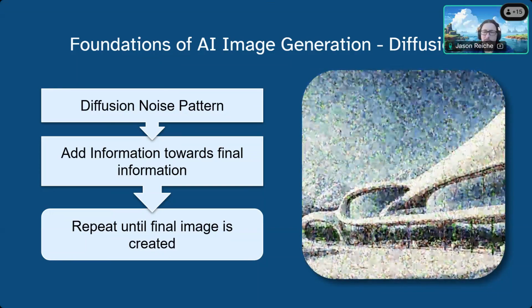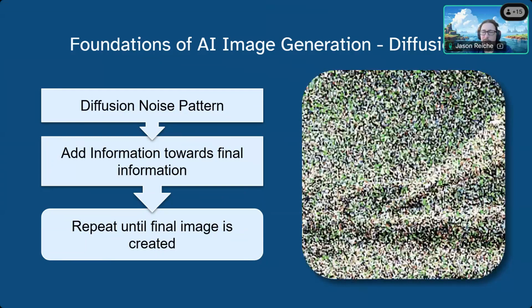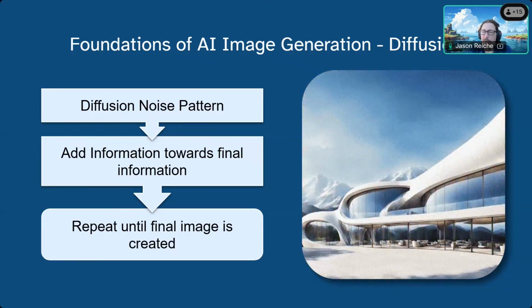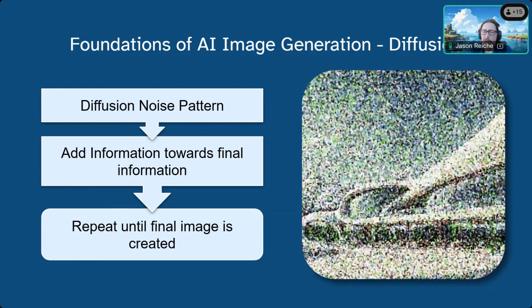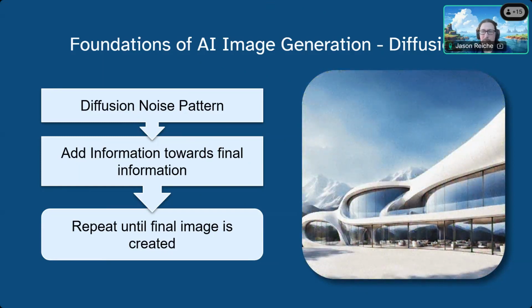Some of the newer models will actually use separate passes. If you look at some of the older models, they're really bad at doing text, so they'll use a specialized model that goes and does the text separately, and that helps it use a couple different patterns to create better images.